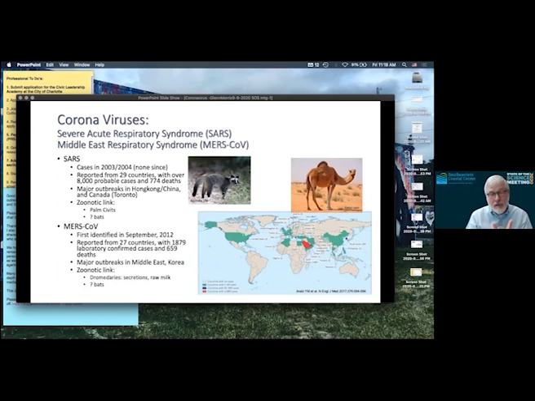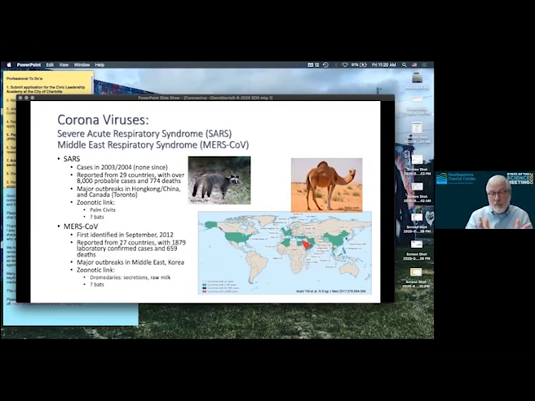The bad ones include SARS. SARS was first identified in 2003 and 2004. It has not been seen since. At the time of the SARS outbreak, it was reported from 29 countries with over 8,000 cases and 774 deaths. Sounded like a lot at the time. Right at the moment, it sounds pretty trivial compared to what we're seeing with COVID. Major outbreaks in Hong Kong, Canada. Zoonotic links, again, probably originated in bats, moved into palm civets. That's a palm civet shown on the slide, and from palm civets into human populations.